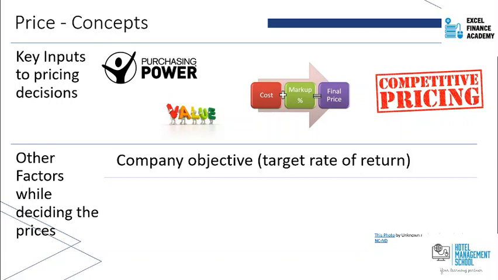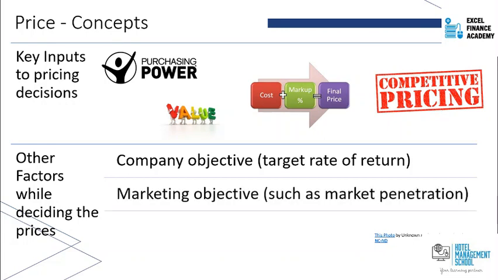How much return do I want to achieve from my return on investment? I want a return of 10%, 15%, 20%, 30%, whatever. And marketing objective, for example, penetration. When you look at the product life cycle, the initial stage of introduction, then growth, then maturity, then decline, the pricing decisions depend on the stage.